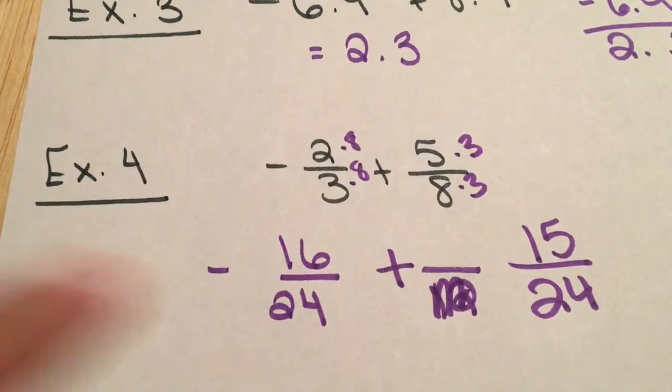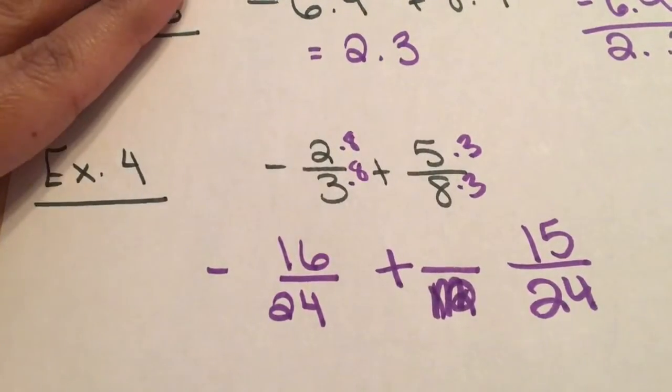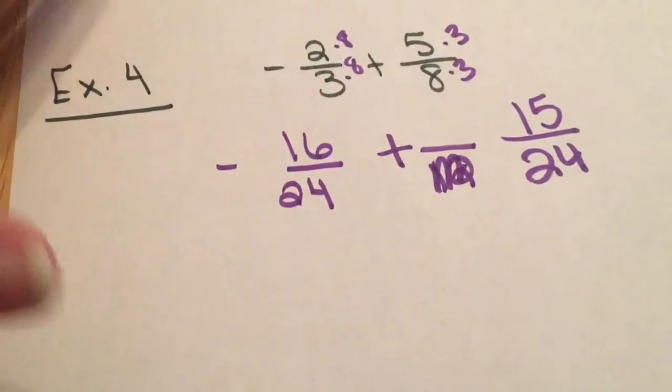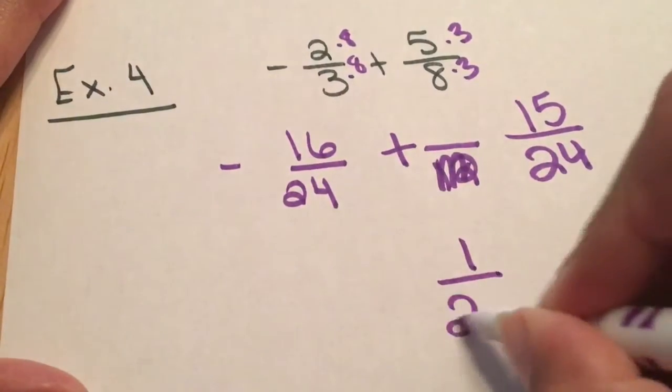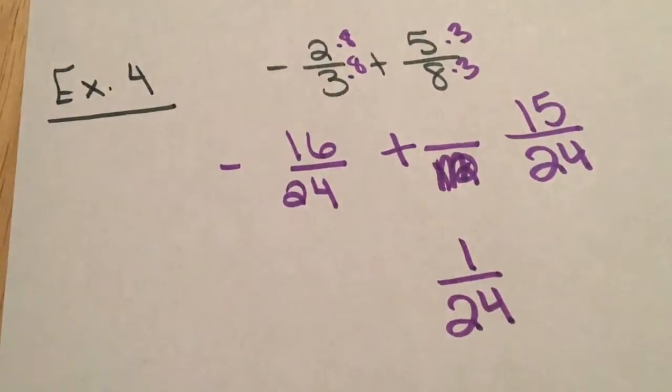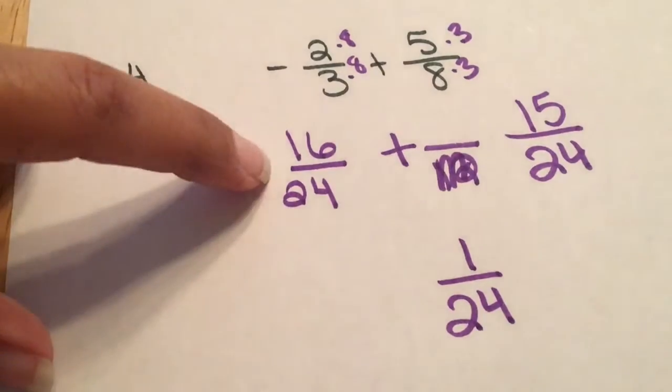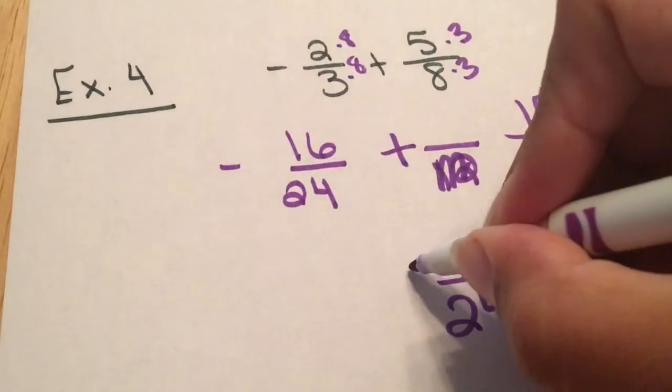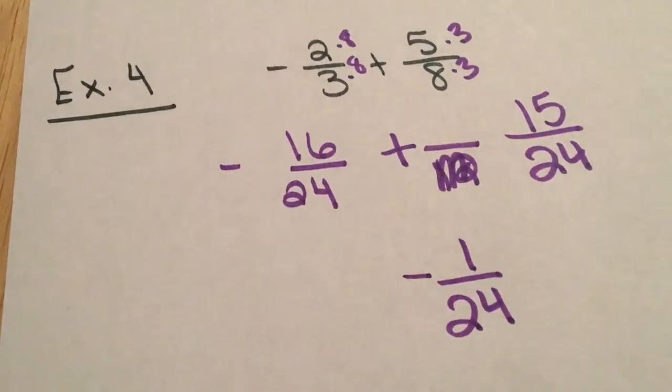We're going to subtract. Now that they are common denominators, I can see who I'm going to subtract from who. So 16 minus 15 is 1 over 24. And now we're going to think about the absolute value. Which one is further? Or I like to say which one is quote unquote larger. And when we look at this, we know it's going to be that 16. So this is going to be a negative 1 over 24.